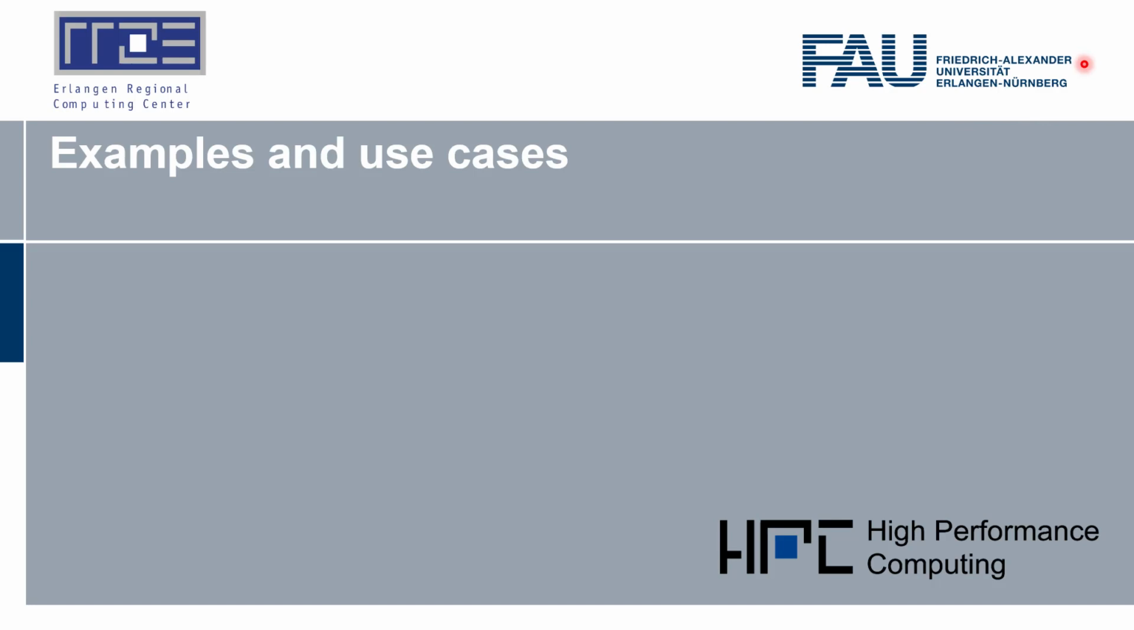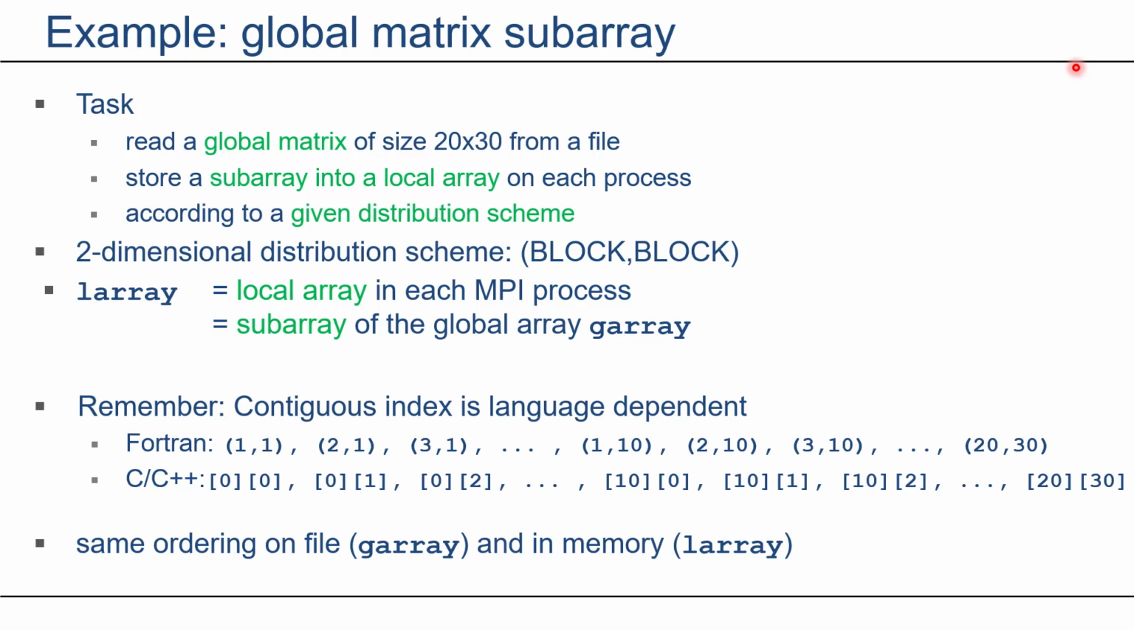So finally, let me conclude with some examples and use cases. Here's an example that's actually representative of a large class of application scenarios. Our task is to read a global matrix of size 20 by 30 elements from a file in parallel. What we want to do is view this global matrix as a contiguous data structure, but we want to store subarrays of that global matrix into a local array on each process.